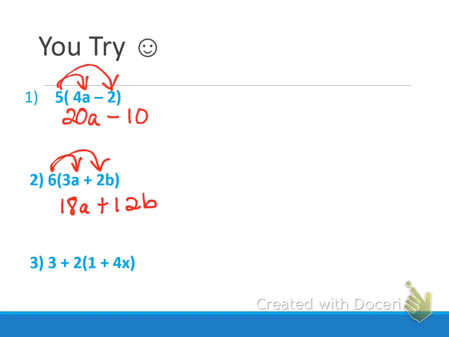And then on the last one, remember we save this for the last because we add after we multiply. So 2 times 1 is 2, plus 2 times 4x is 8x. And then we're going to add our 3 to our 2, so 3 plus 2 is 5, plus 8x. We cannot combine the 5 and the 8x, so that's our final answer.